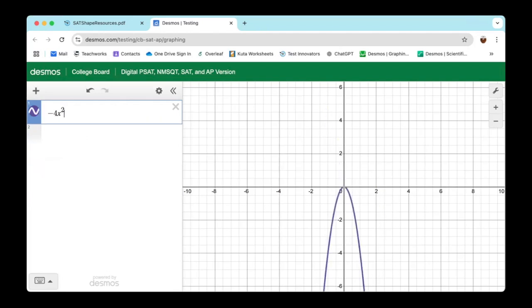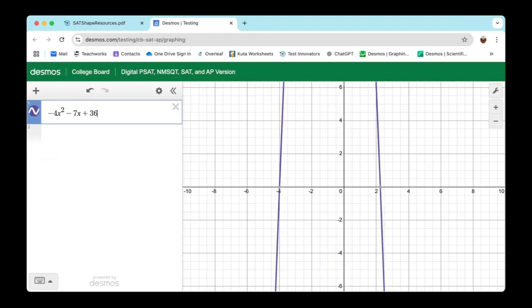So you get negative 4x squared minus 7x plus 36. Just graph that. So what you're really doing is you're graphing a quadratic that's equal to 0, so you're finding its zeros, which are its x-intercepts. So again, notice that obviously the x-intercepts are the same. So the 2.25 is the one that we're looking for because the other negative answer isn't there.